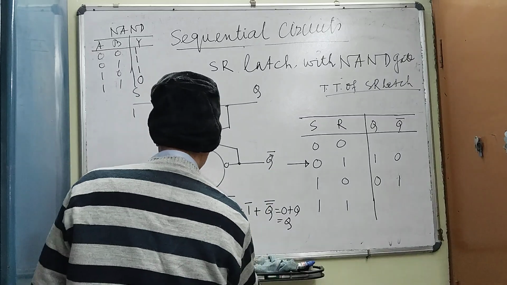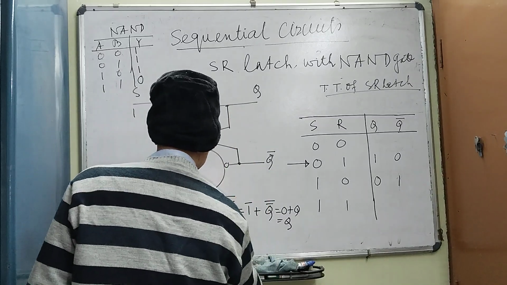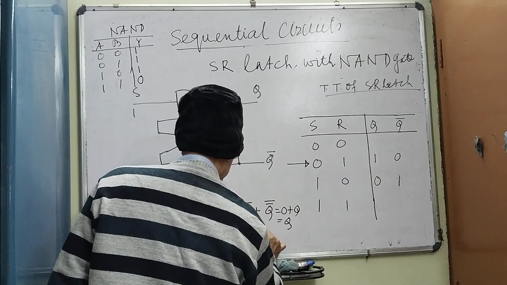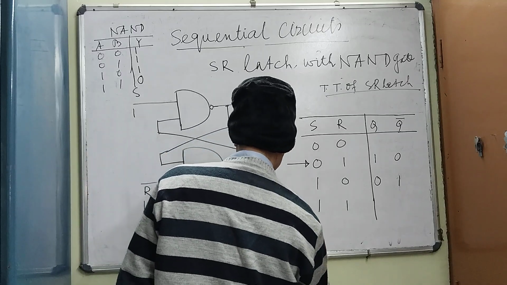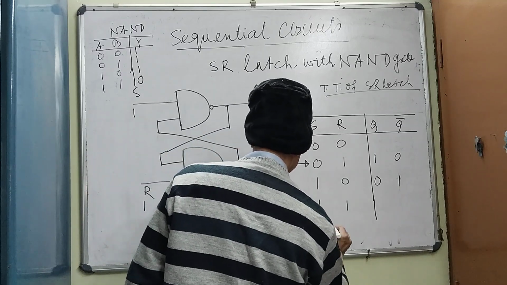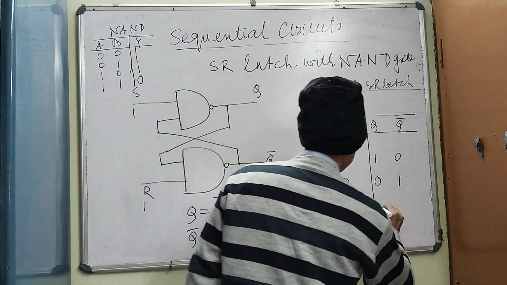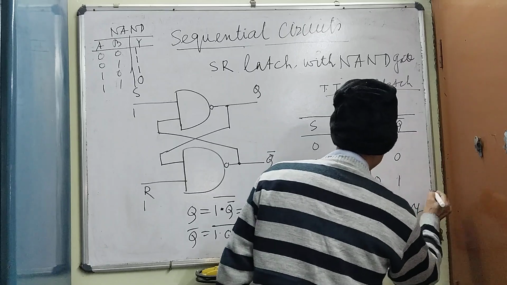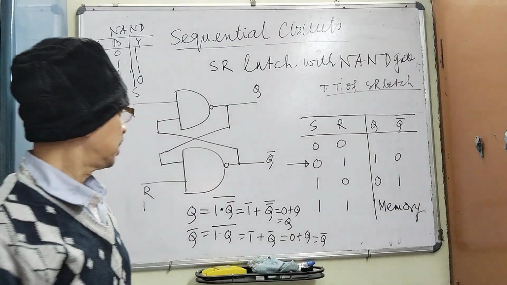And similarly for Q bar, this equals 1 dot, coming from Q, and this is bar. So 1 bar plus Q bar, that is 0 plus Q bar, that is Q bar. That is Q bar equal to Q bar. So in this case it is the memory state, that is as previous, it stores the memory.